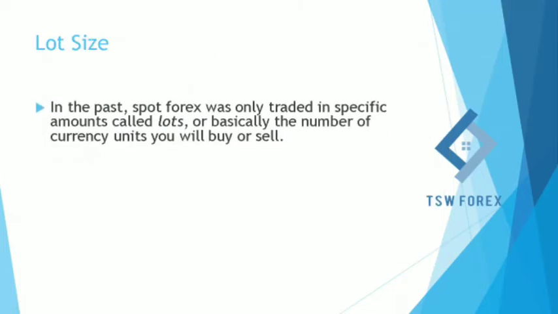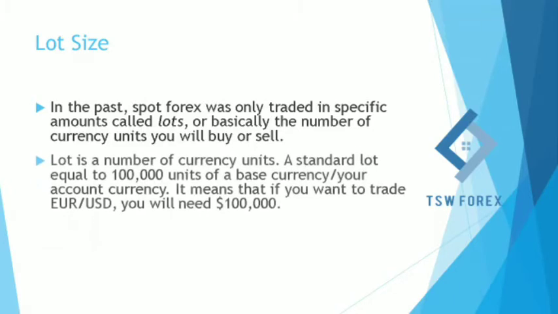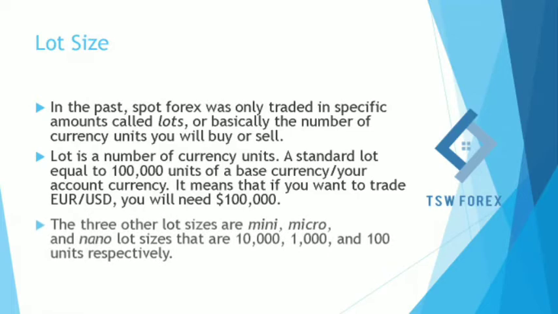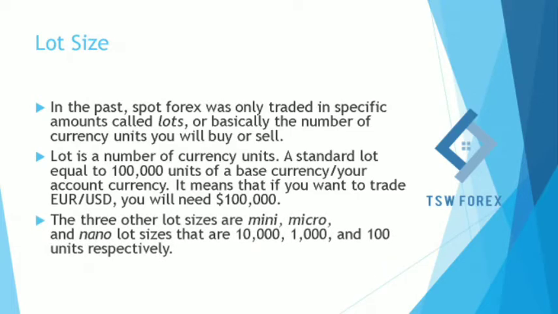Lot size. In the past, spot forex was only traded in specific amounts called lots, or basically the number of currency units you will buy or sell. Lot is the number of currency units. A standard lot is equal to 100,000 units of your account currency, sorry. It means that if you want to trade Euro USD, you will need $100,000. The 3 other sizes are mini, micro, and nano lot sizes that are 10,000, 1,000, and 100 units respectively.